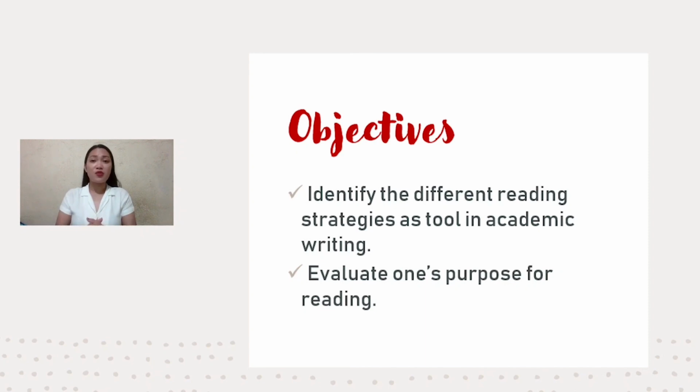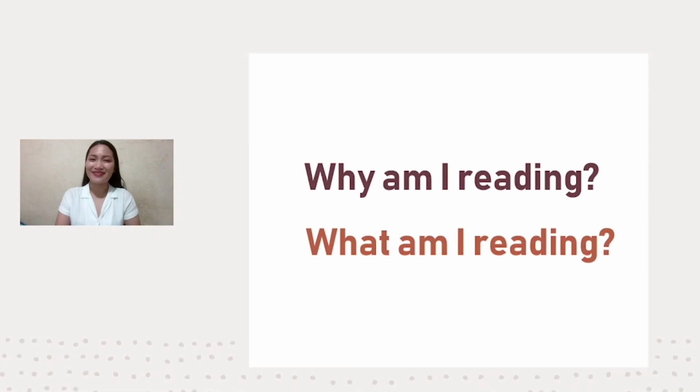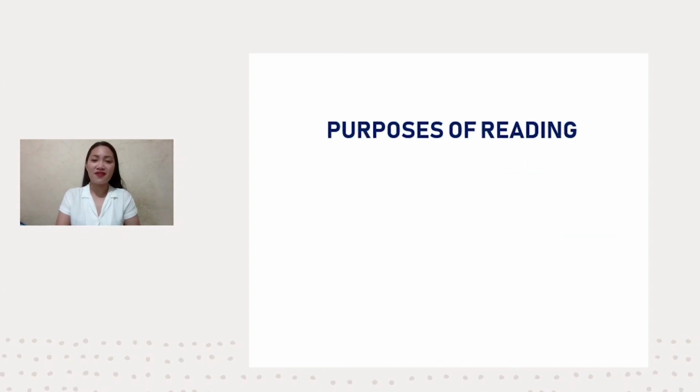The same reader may use different strategies for different contexts because their purpose for reading changes. When deciding which strategies to use, of course, you should ask yourself, why am I reading? And what am I reading? People read different kinds of texts such as scholarly articles, textbooks, reviews, and many more. Readers have different reasons for reading, and that is what we call the purposes for reading.